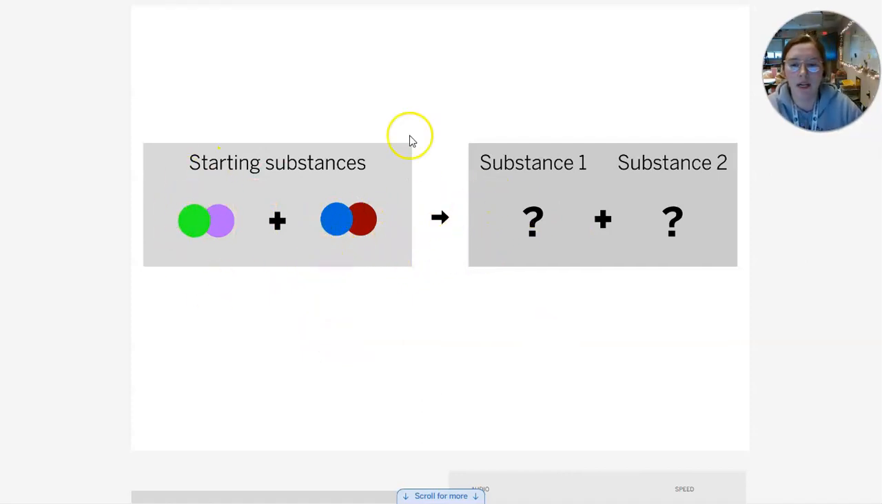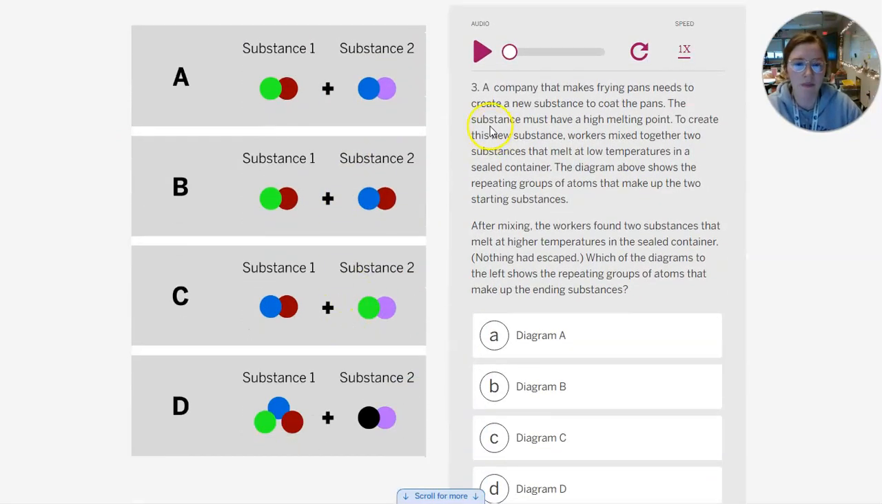Okay, here we go. So I got a picture of some molecules over here. I got some mysteries over here. Let's read the question. A company that makes frying pans needs to create a new substance to coat the pans. The substance must have a high melting point. To create this new substance, workers mix together two substances that melt at low temperatures in a sealed container. The diagram above shows the repeating groups of atoms that make up the two starting substances. After mixing, the workers found two substances that melt at a higher temperature in the sealed container. Nothing had escaped. Which of the diagrams to the left shows the repeating groups of atoms that make up the ending substance?